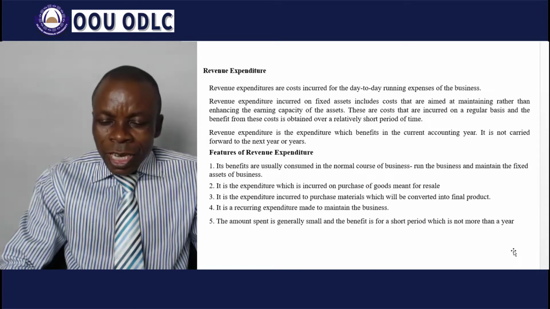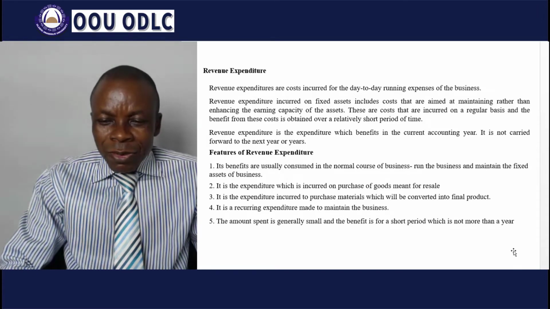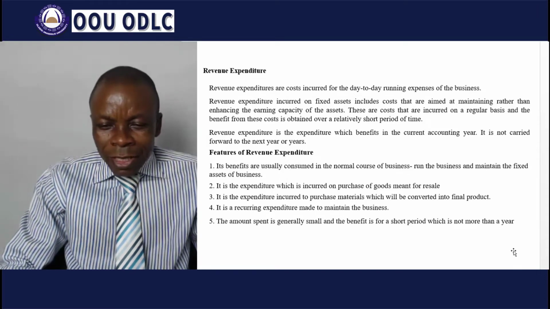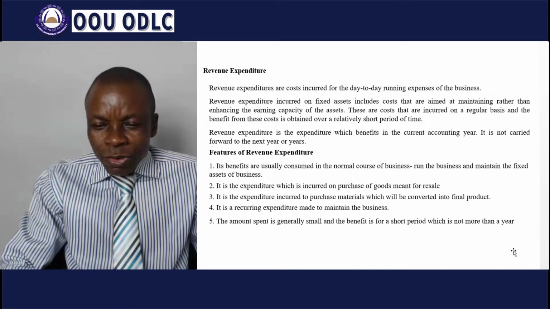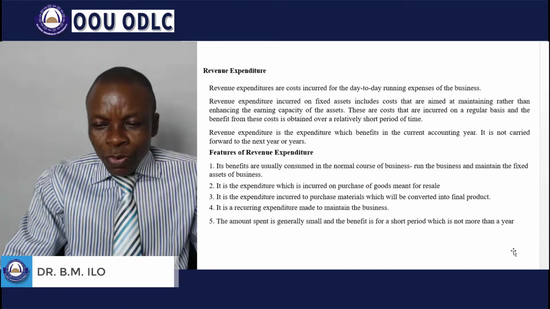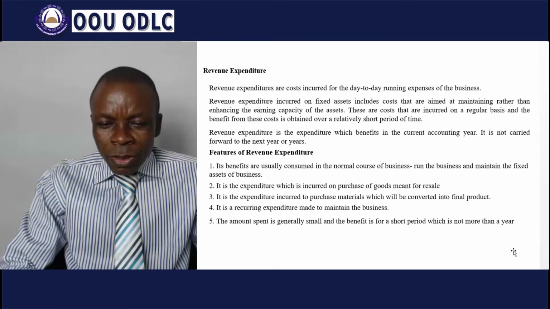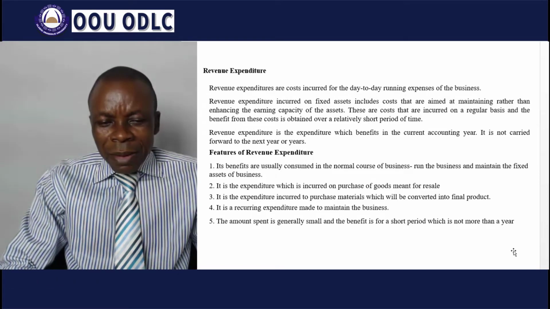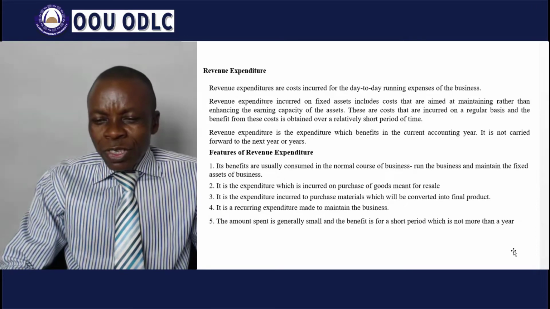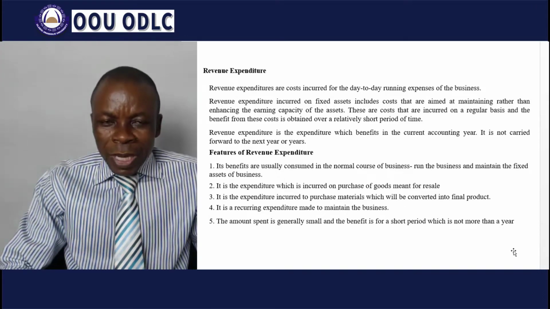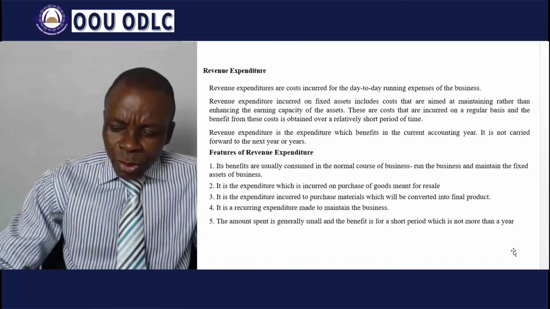Expenditure incurred in doing that will be classified as revenue expenditure because you have done that because you want to turn that material into a finished product for sale. Then it's also a recurring expenditure to maintain the business. The amount you spend on this is generally for a short period and usually not as huge as the amount you spend on capital expenditure.